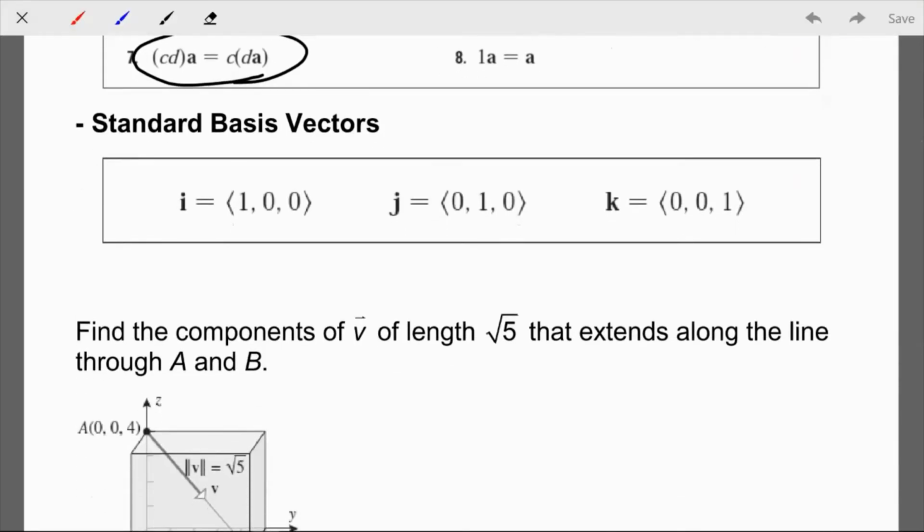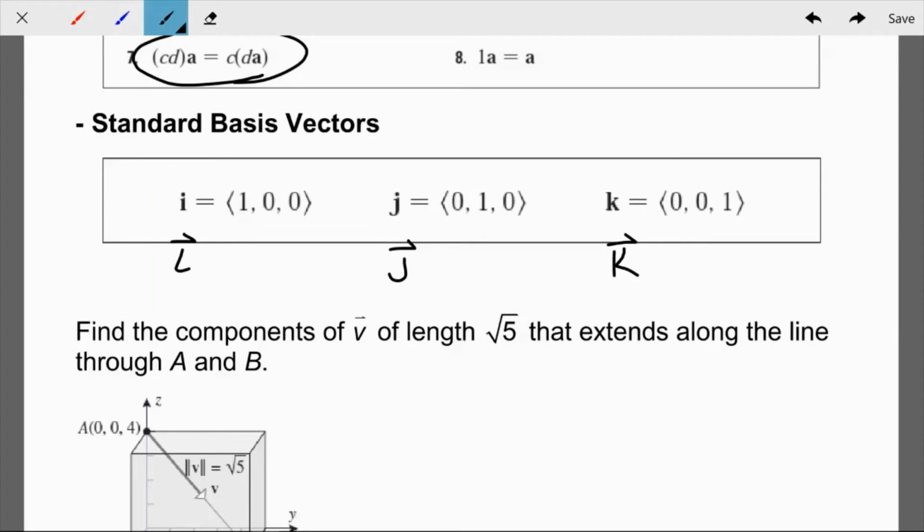Here are what we call the standard basis vectors. I talked about the i component, the j component, and the k component. Those are called the basis vectors. And again, I'm typically going to write them like this, i, j, and k. But in your book, you're going to see this bolded notation.